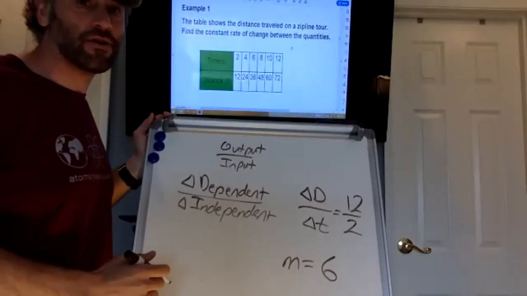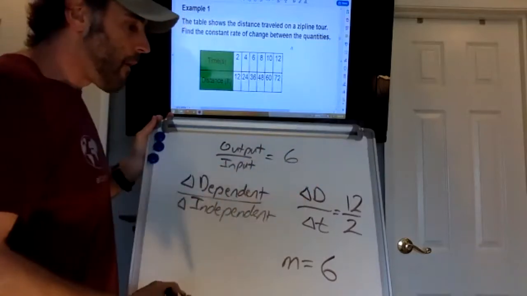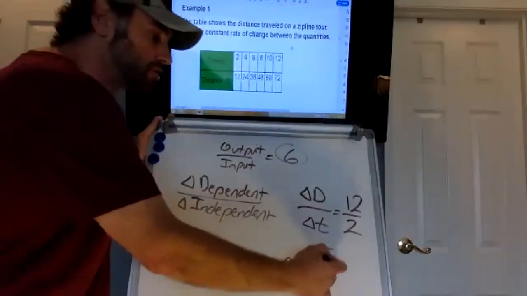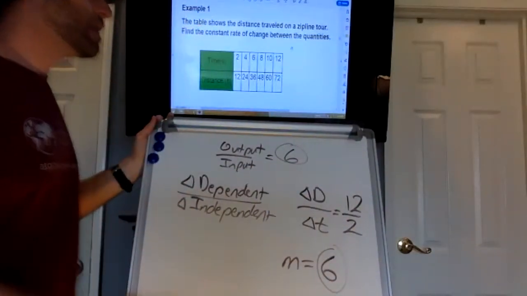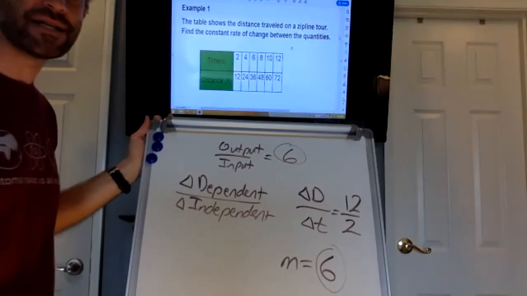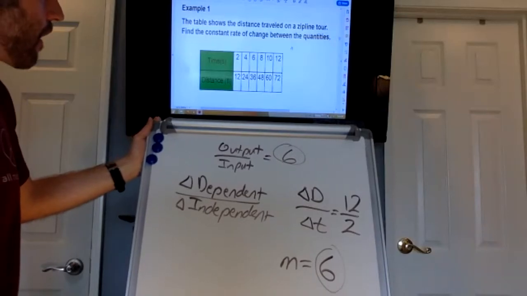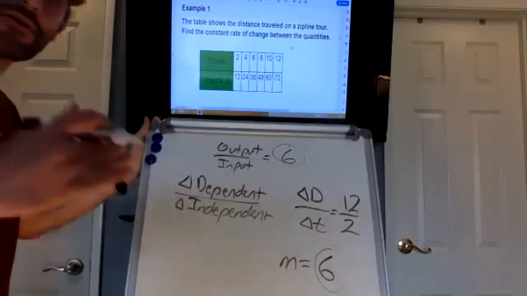There's no y-intercept. If this matches your slope, it's proportional. It also means that this is a line because it has a slope, but it's proportional because it goes through the origin.